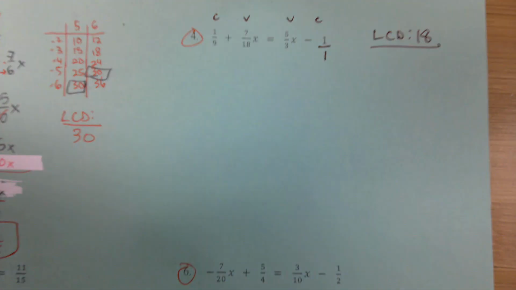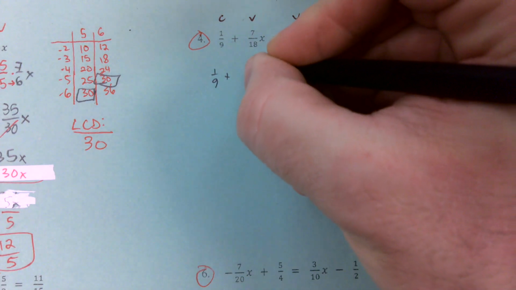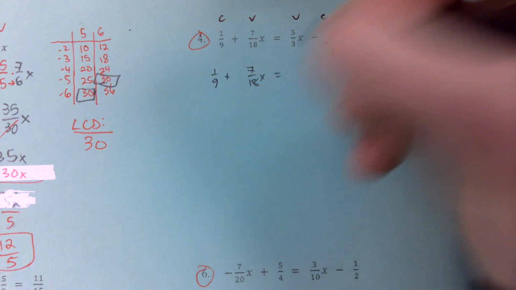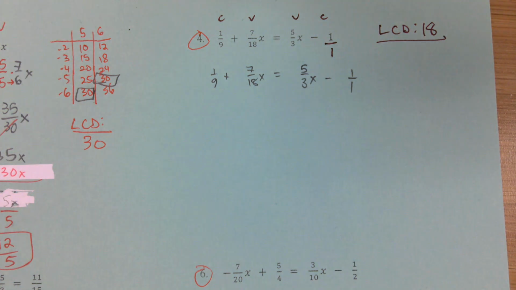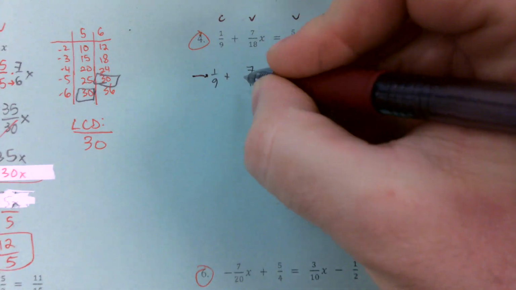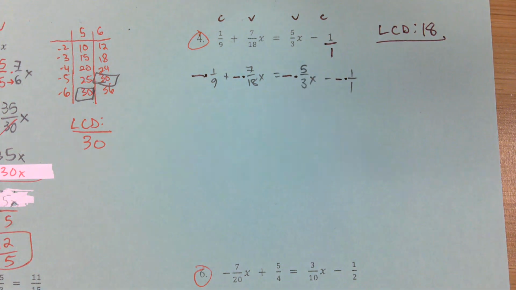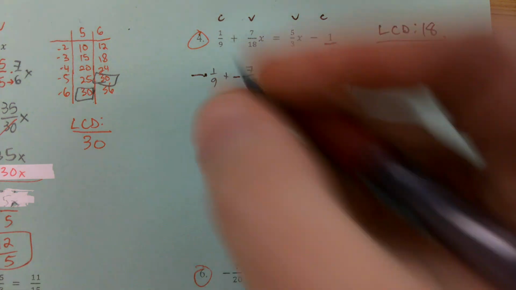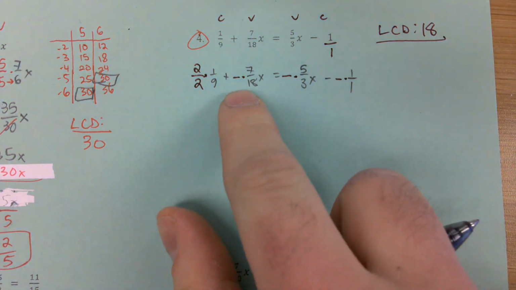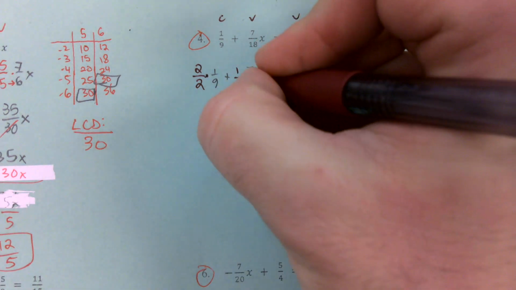So we're going to figure out what we need to multiply each of these terms by. I'm going to rewrite it. 1 over 9 plus 7 over 18x equals 5 over 3x minus 1 over 1. So now let's go through and multiply each of these terms by a whole fraction. That's going to give us an 18 on the bottom. So what's our first whole fraction here going to be? 2 over 2. Perfect. What about our next one? Well, we already have 18 in the denominator, right? So we'll just say 1 over 1.